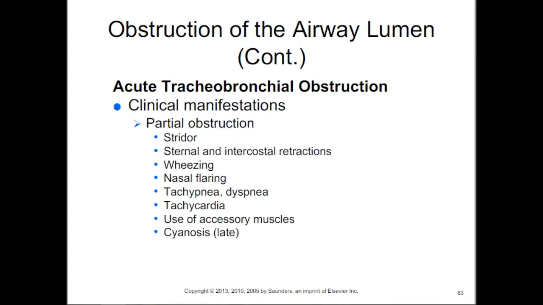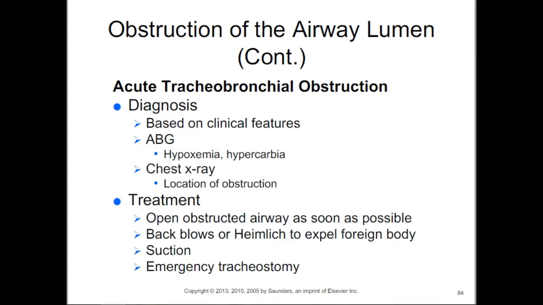All right. If there's a partial obstruction, you might see stridor, right? So difficulty getting breath in, usually very evident with the neck muscles being visible, sternal and intercostal retractions, wheezing, nasal flaring, dyspnea and tachypnea, tachycardia, use of accessory muscles, and cyanosis. Right, so what is the diagnosis? There's hypoxemia and hypercarbia. And then there's determination of the location of obstruction.